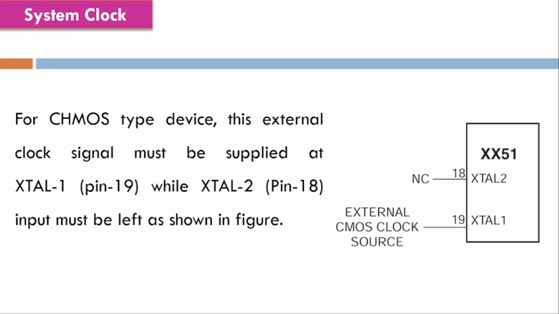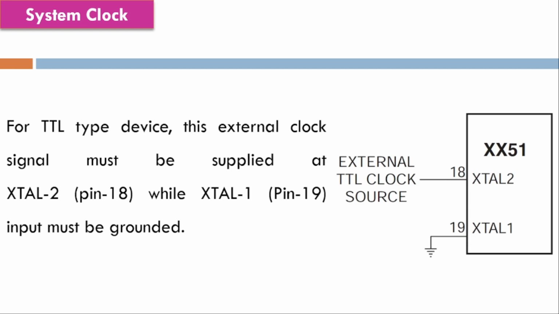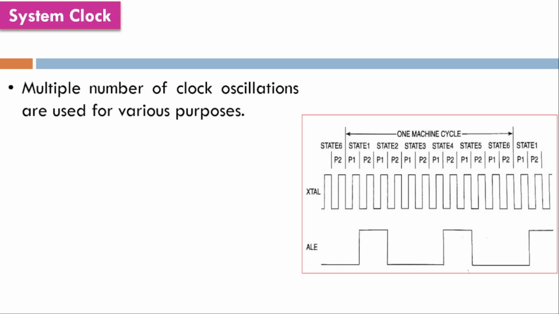For a CHMOS type device, this external clock signal must be supplied at XTAL1, pin 19, while the XTAL2, pin 18, input must be left open as shown in the figure. For a TTL type device, this external clock signal must be supplied at XTAL2, pin 18, while the XTAL1, pin 19, input must be grounded. Multiple clock oscillations are used for various purposes.